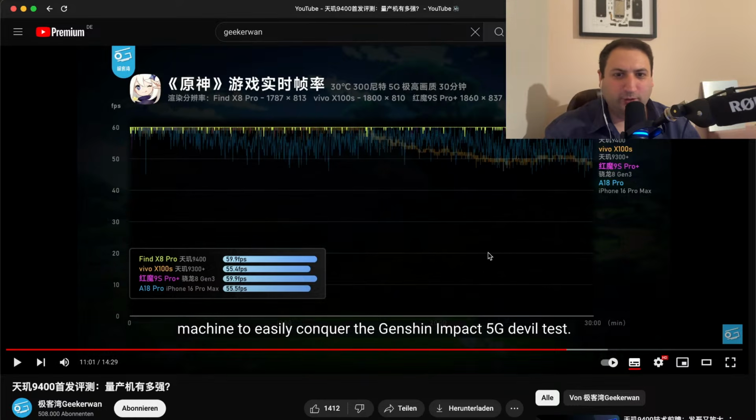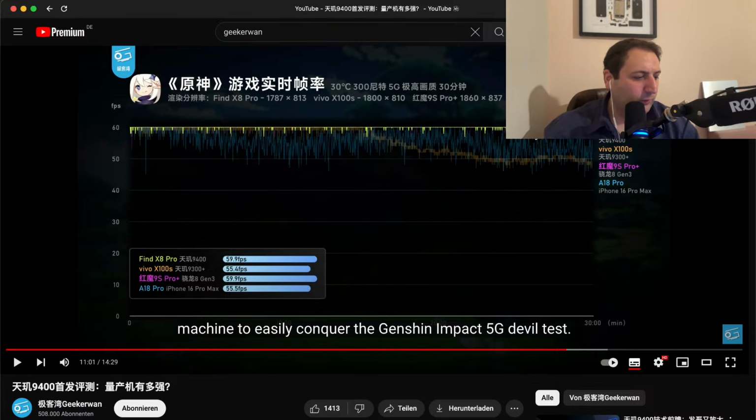Should be noted a few things here though, like just that we are absolutely not here on the same level. The iPhone does run at a higher resolution, and there is a 60 FPS limit here. So you are not getting the most comprehensive data. In fact, the Find X Pro kind of runs at the lowest resolution here. So it's not a one-to-one test.